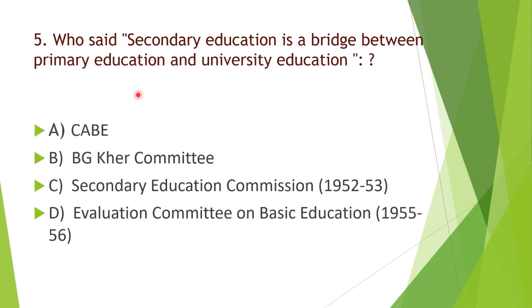Next question. Who said secondary education is a bridge between primary education and university education? So it's very, very important. Who said that secondary education is a bridge or a link between primary education and university education? It is the Secondary Education Commission only, because secondary education is the bridge between the two, primary to university education. C is the correct answer.